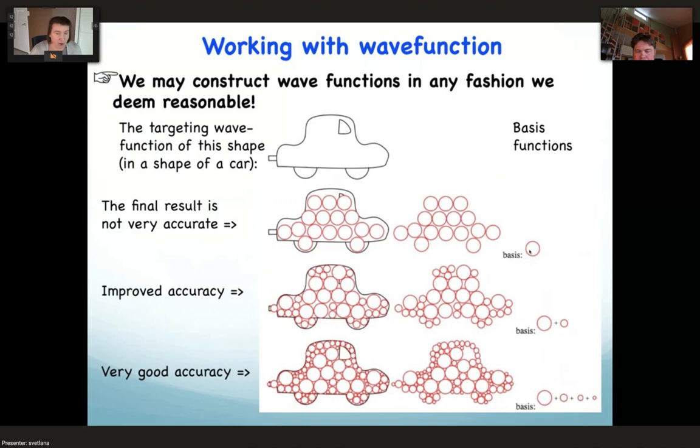So the idea is that we take simple wave functions, and we take not one or two, we really need to take a huge amount of them. And we probably need to take not just a single type of simple wave functions, but several types of simple wave functions, put them together, we call it a linear combination in mathematical language, and all together they create this complicated shape of your initial targeting wave function.